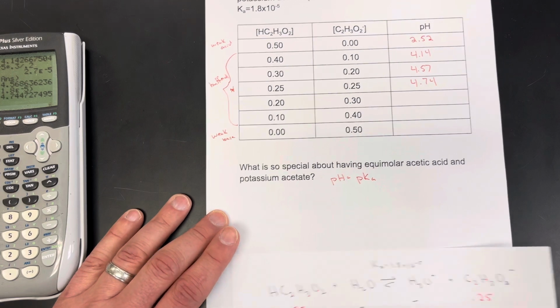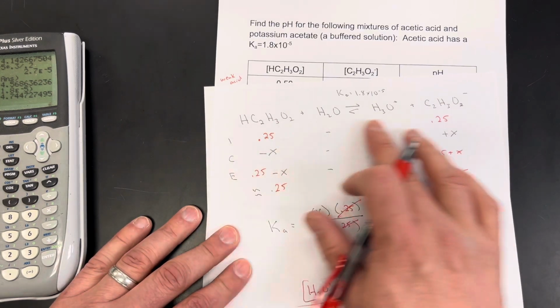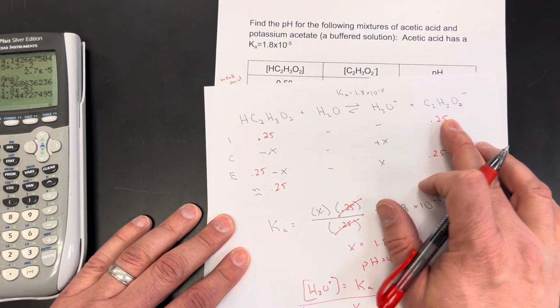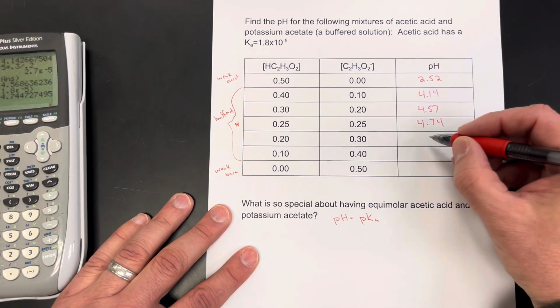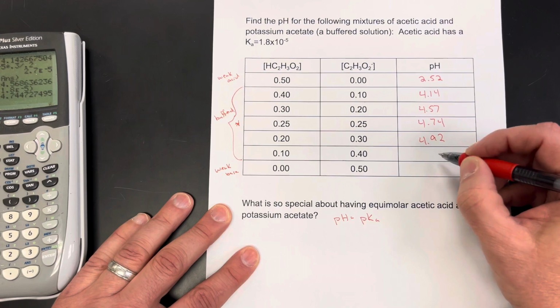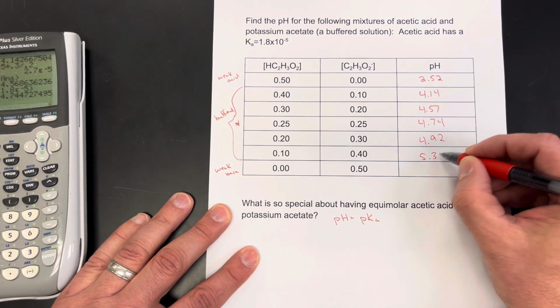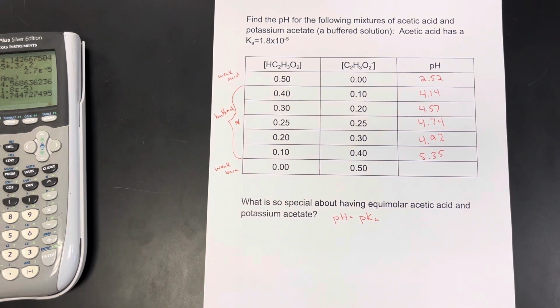Now, if I continue this process of just plugging in the acid and the conjugate base, you're going to get pHs of 4.92 for the next problem and 5.35 for the problem after that. But the one that I really want to talk about is that weak base problem. So I kind of want to work that problem out with you.